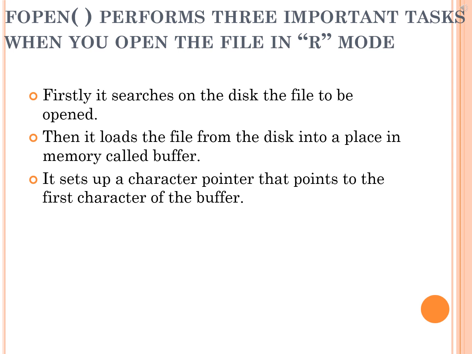Now when it comes to executing the function fopen in the read mode, what is being done? First, it searches the secondary storage, or the disk, for the file to be opened. Then it loads the file from the disk into the memory called the buffer, that is in the primary memory, and the character pointer that points to the first character in the buffer is returned back to the file pointer that you're declaring. So first search in the secondary storage, load it to the primary memory, and return the file pointer, or the character pointer, of its location.